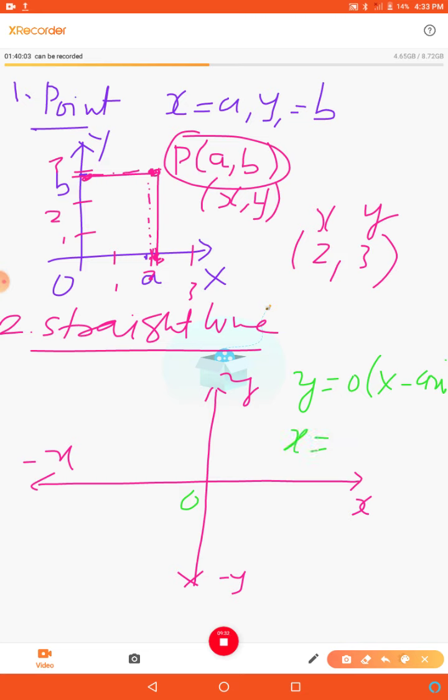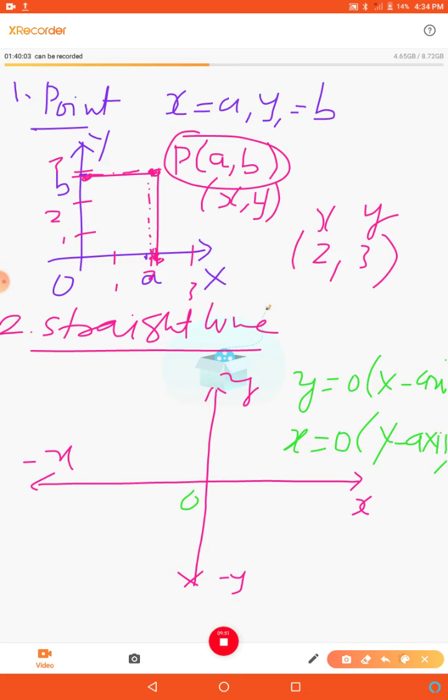X is equal to 0 represents the y-axis. If you go anywhere on the y-axis, choose any point on the y-axis, there x will be 0. So you should remember, x equals 0 represents the y-axis, and y is equal to 0 represents the x-axis.